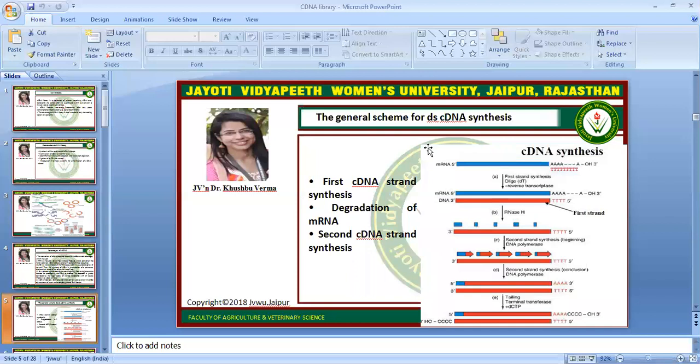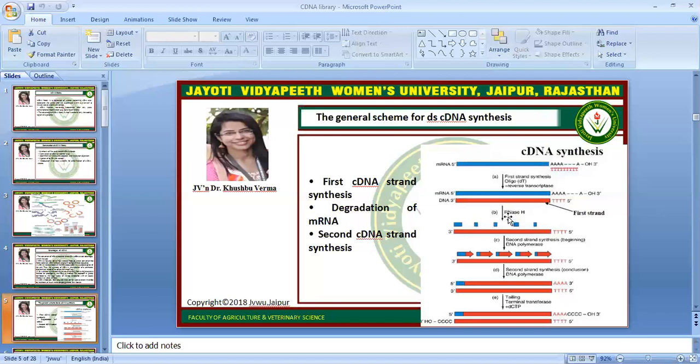Now we will discuss the general scheme of double-stranded cDNA synthesis. It includes first cDNA strand synthesis, then degradation of messenger RNA, then second cDNA strand synthesis. Here we can see the flow diagram. This is the messenger RNA with the 5' cap and 3' poly A tail region. First strand synthesis is done with oligo dT and reverse transcriptase enzyme. It will create the first strand in the 5' to 3' direction.